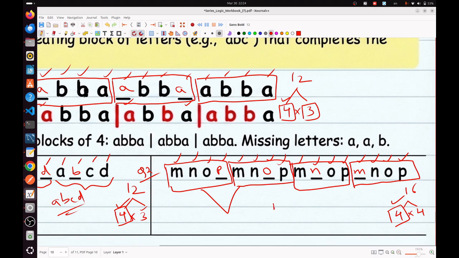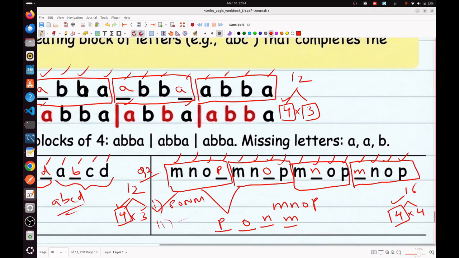So the pattern here is M N O P, but the answer here is, what is that? P we have filled, then O, N and M. They will give options like P O N M, then N N O P as a second option, like that. The answer is P O N M. Always you need to split and find out the letters.